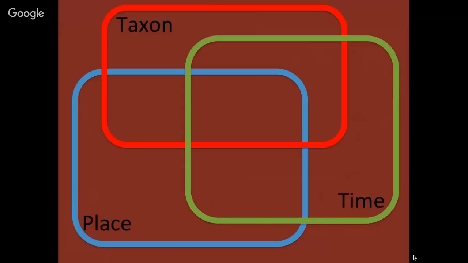So here are these 3 dimensions of a primary biodiversity record. We have taxon, place, and time. And I'd just like to show you how some biodiversity analyses fit into this panorama.